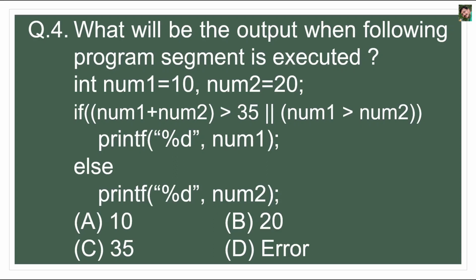So the first condition is false. And num1 is also not greater than num2, because num1 is 10 and num2 is 20, so 10 is not greater than 20. So the second condition is also false. False or false, the entire statement is false. So it will go to else and it will print num2, and the answer would be 20.